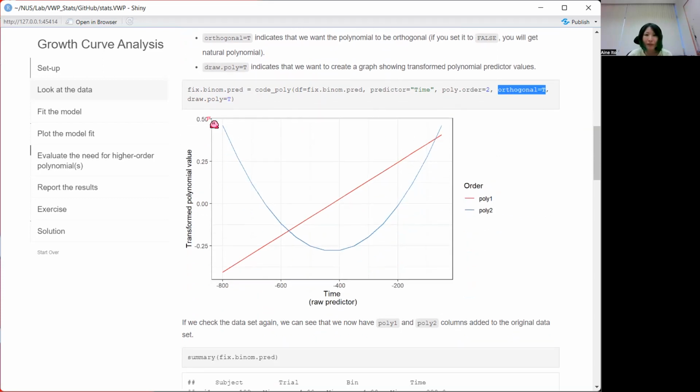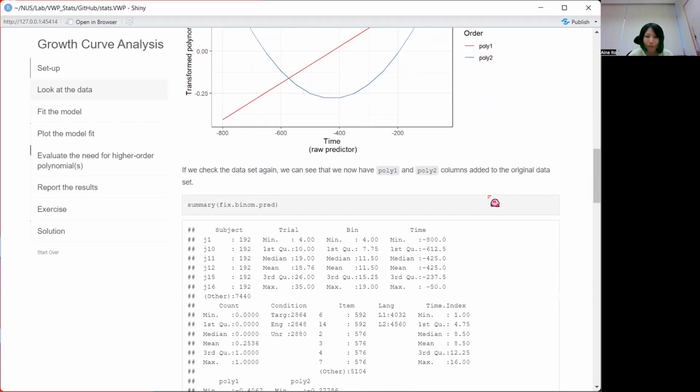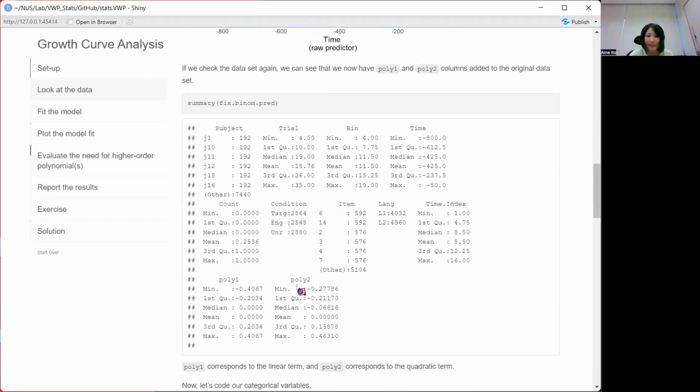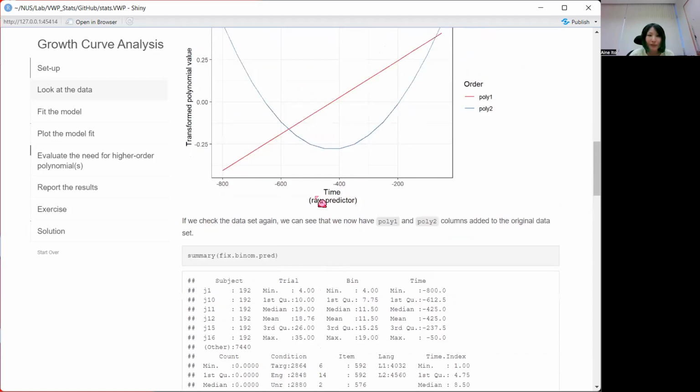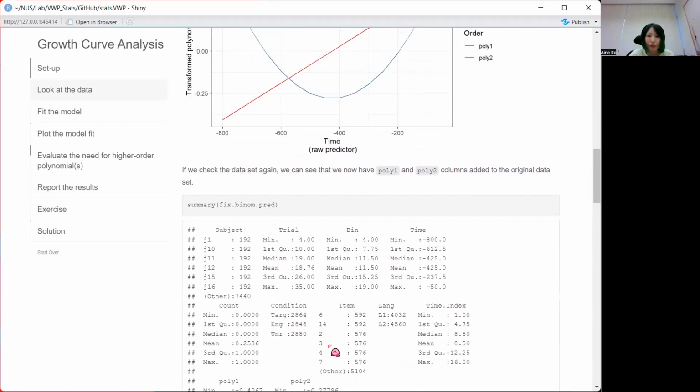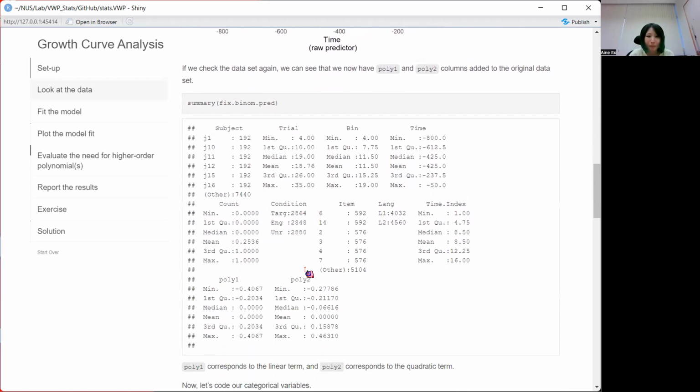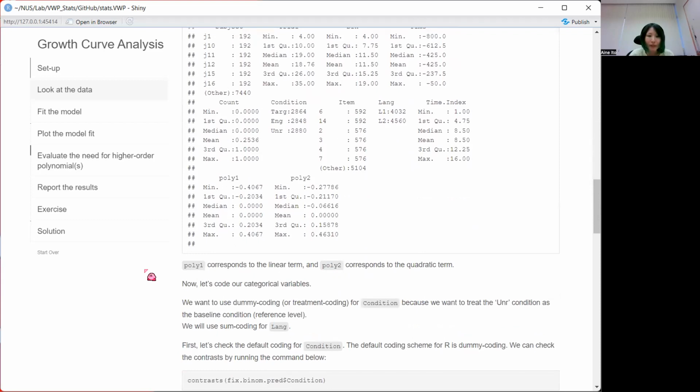Okay, so if we run this and get the data set again, this is plotting the summary of the same data set with poly 1 and poly 2 added. If we run this command, these two columns will automatically be created. Poly 1 corresponds to the linear term and poly 2 corresponds to the quadratic term. So we can use these values now to model the growth curve analysis.